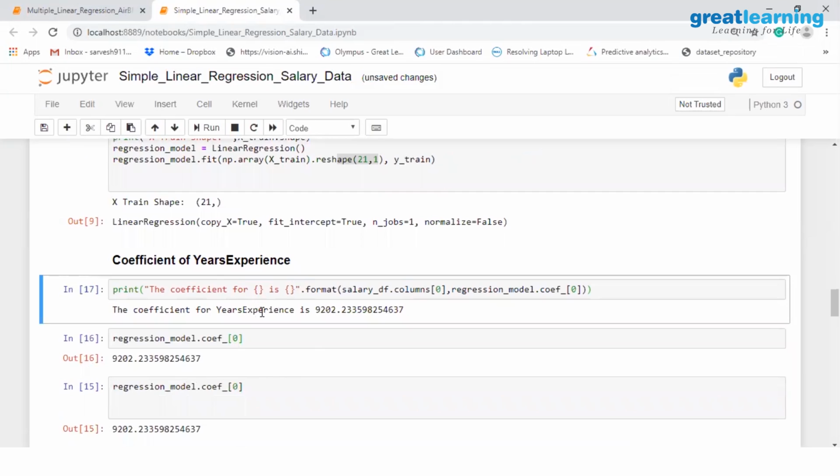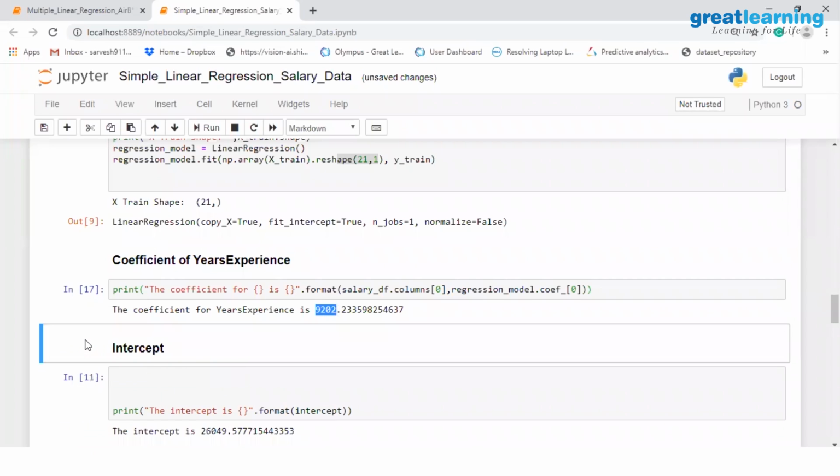So what is the coefficient for the years of experience? The coefficient for the years of experience is 9202. For a 1 unit increase in the years of experience, the salary increases by 9202. That is an important takeaway here. It's straightforward in linear regression; you will be able to solve it. For a 1 unit increase in the years of experience, how much does the salary increase? It increases by 9202.